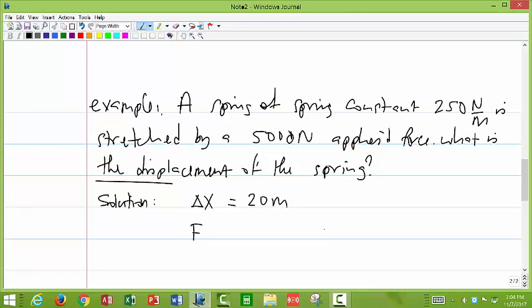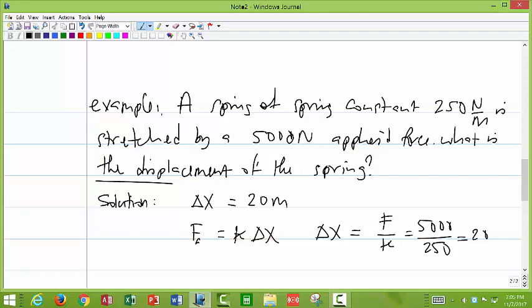Okay, yeah, 20. So the applied force is equal to K delta X, so delta X is just equal to F over K. So 5,000 divided by 250. Okay, so 20 meters.